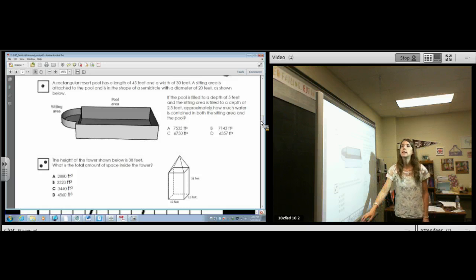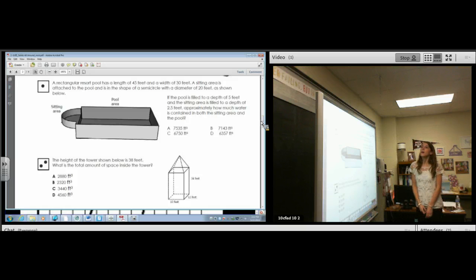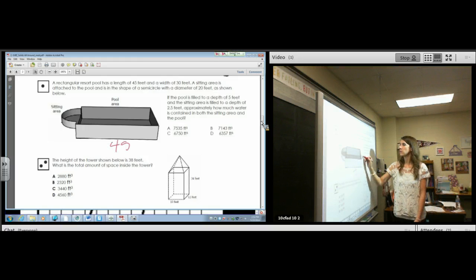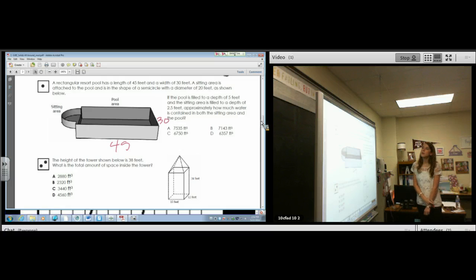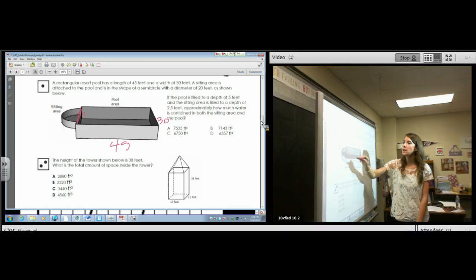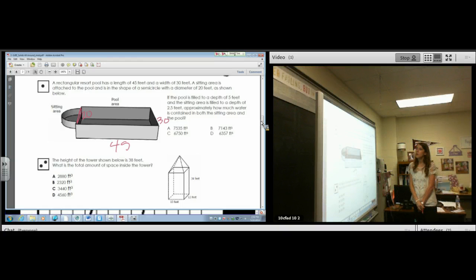Okay, length of 45 and a width of 30. Diameter of 20, so a radius of 10, okay. Pool is filled to a depth of 5 feet and the sitting area is filled to a depth of 2.5 feet. How much water is contained in both the sitting area and the pool? So let's do them totally separate. Let's do the pool area first.